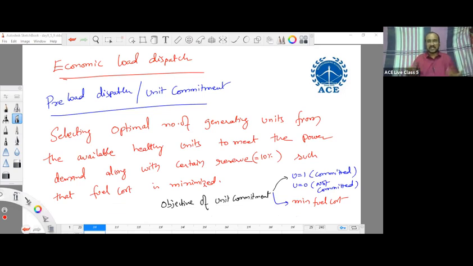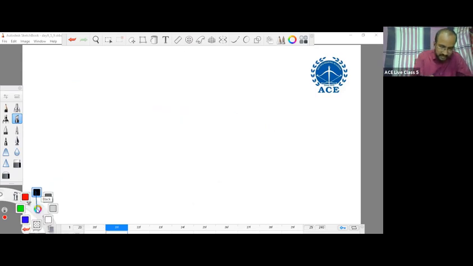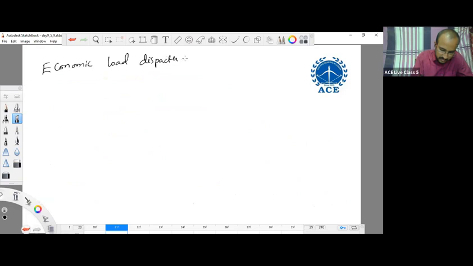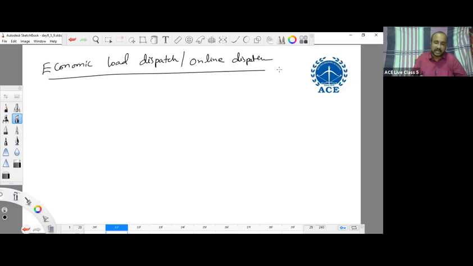Once the preload dispatch is completed, tomorrow what we need to do? Whatever available units have been selected for commitment, you should allot the existing load to the selected units. That is known as online dispatch or economic load dispatch. What do you mean by economic load dispatch, or online dispatch?